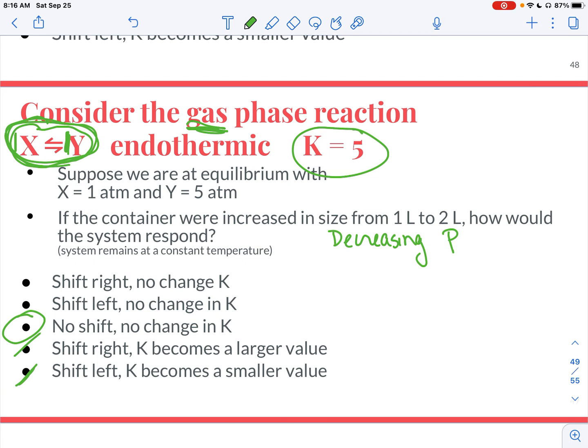Now we did something similar to this with our A gives 2B reaction, and we did have a shift because those did not have the same moles.